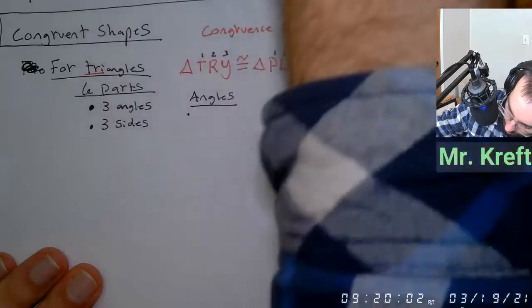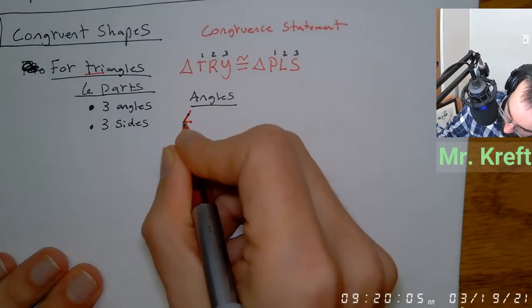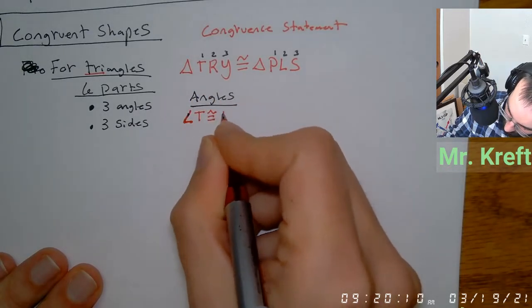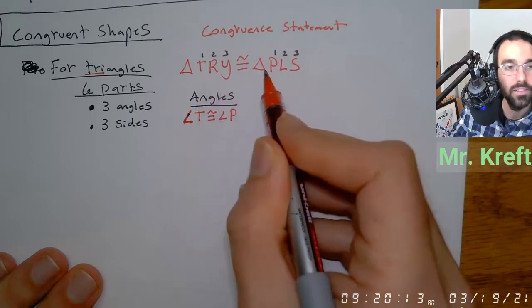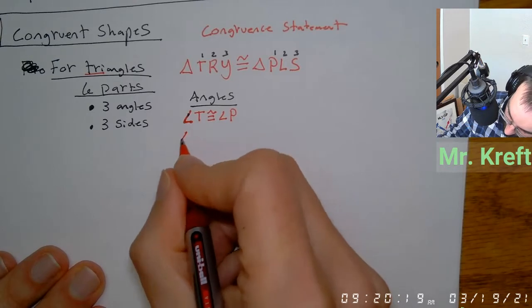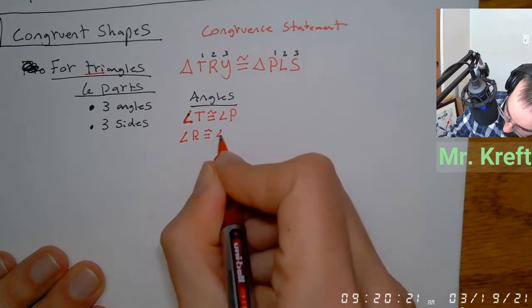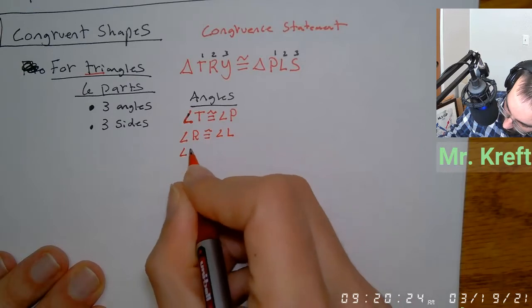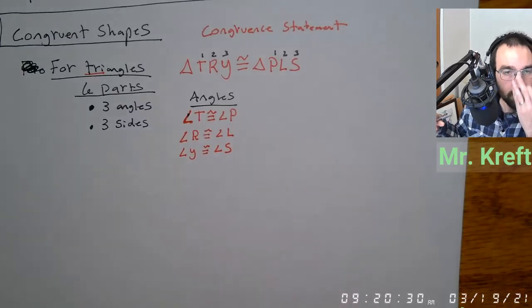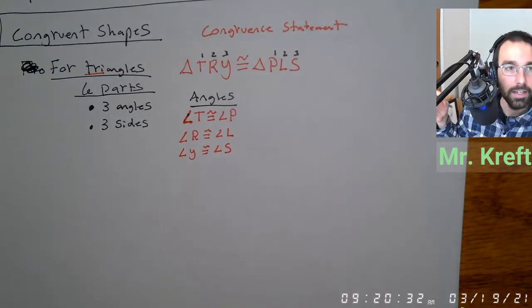So, for example, if I have, let's do this in red, angle T, so angle T comes first. Then I automatically know that's going to have to go with angle P, because T and P are the first letters. Okay, and then we can follow this pattern. The second letter is R, and that's going to go with the second letter. And the third letter is Y, and that's going to go with the third letter. So remember, in anything congruent, order matters because we're talking about things that are the same. So they have to correspond, right? They have to go together.